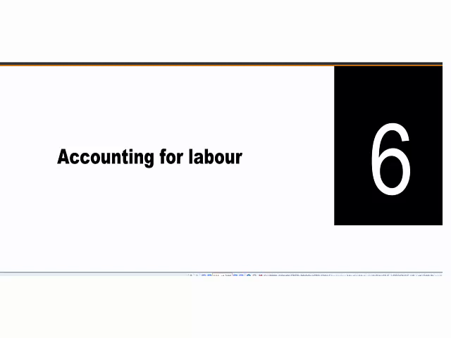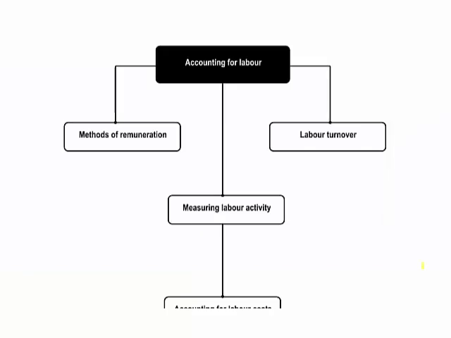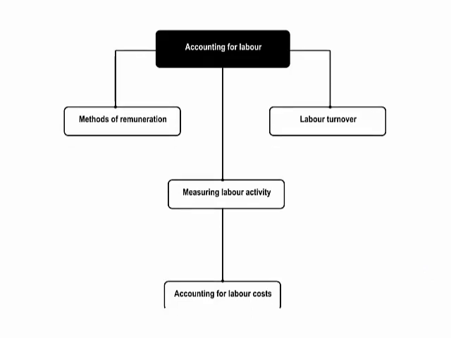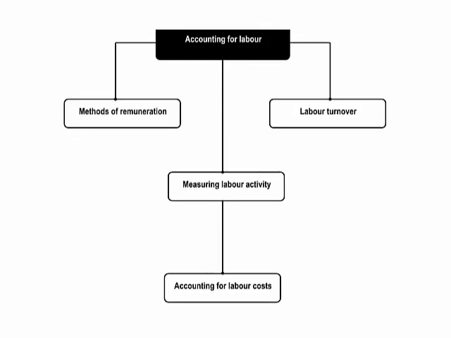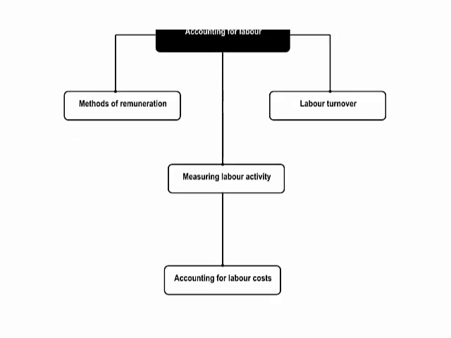Okay, let's flip over to your summary diagram and we'll look in more detail at what we're going to cover in chapter 6. So we're thinking about different ways that labour can be remunerated for the work that they do, and we'll also be thinking about how we can measure the activity and the performance of our labour, as well as thinking about rates of labour turnover, so the number of staff that are leaving and being replaced. The bulk of the chapter then concerns how we actually account for the labour costs within our accounts.